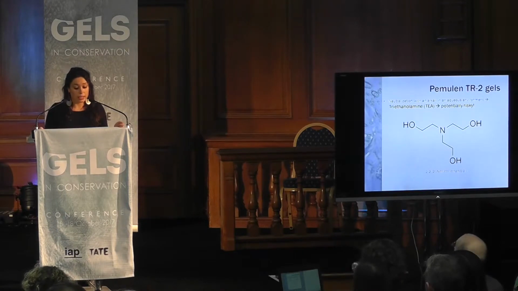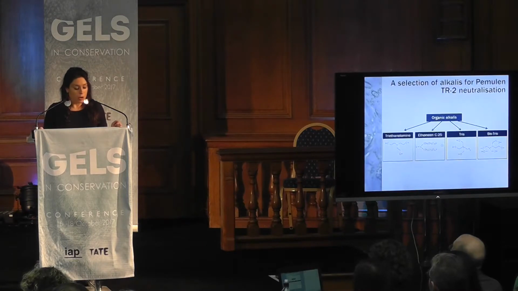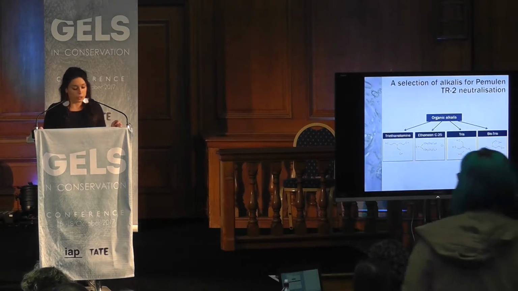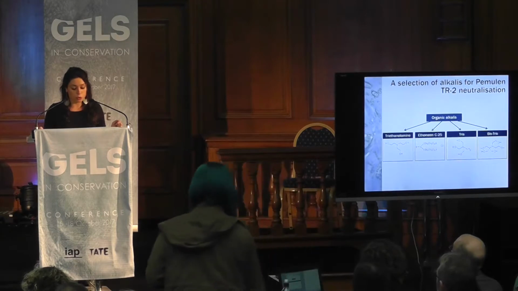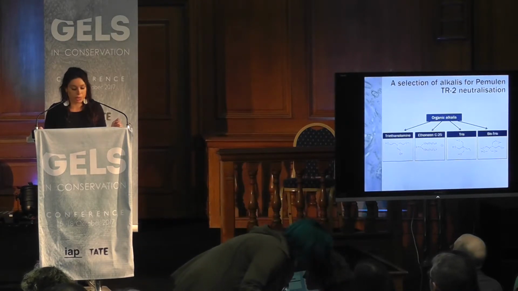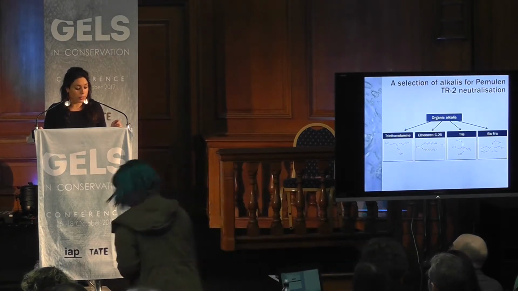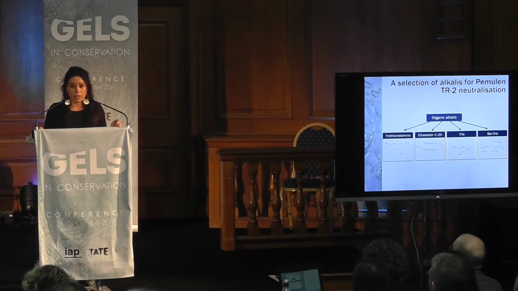However, this alkali has been considered risky for pictorial layers because it has a high penetration and a high retention rate, being a potential source of residues that can swell and leach pictorial layers. Therefore, we decided to evaluate the use of other alkalis in order to eventually replace triethanolamine. We chose for that 3 other organic alkalis: Ethomeen C25, Tris, and Bis-Tris.